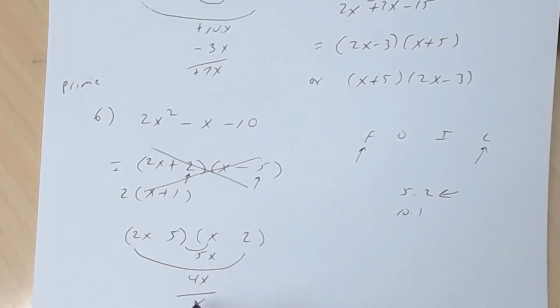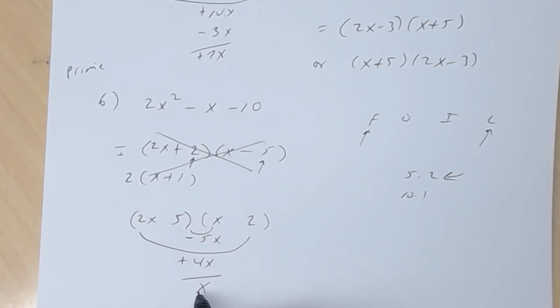So in order to get a negative x, that means 5x has to be negative and 4x has to be positive in order for these two to add up to be a negative x. And now we know that since I did get my middle term, the order in which I have these is correct. So in order to get a negative 5x, this has to be negative. In order for me to get a positive 4x, this has to be positive.